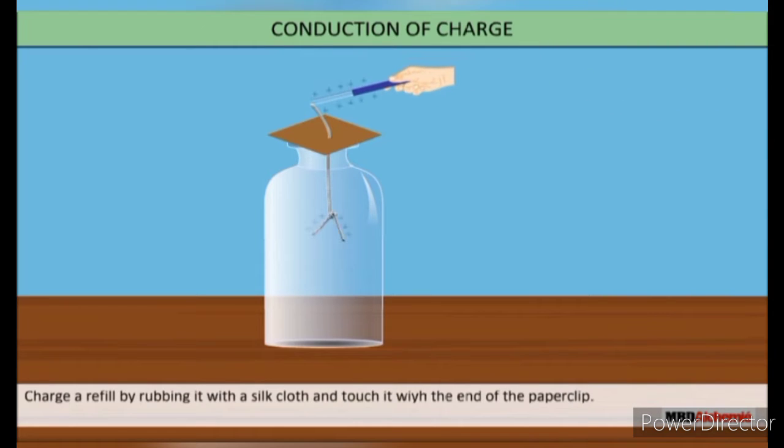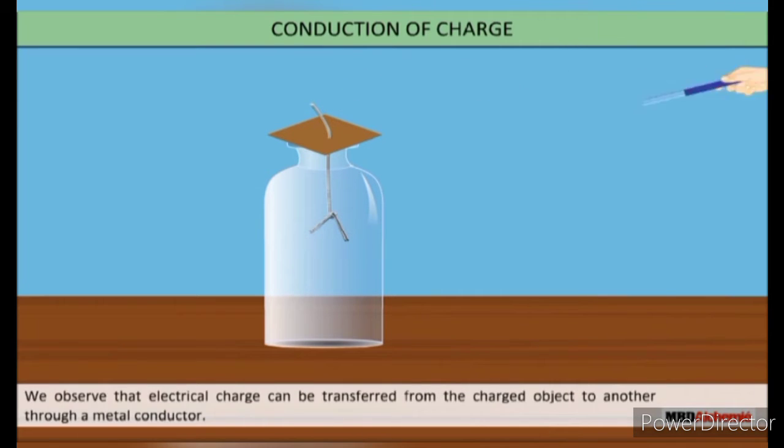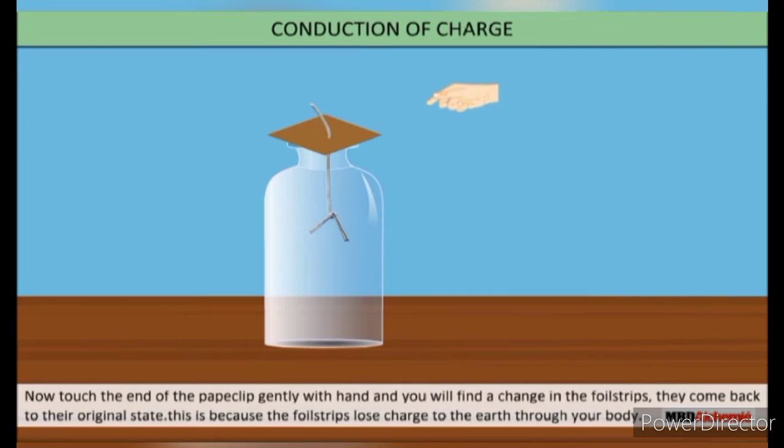Charge a refill by rubbing it with silk cloth and touch it with the end of the paper clip. We observe that electrical charge can be transferred from the charged object to another through a metal conductor. Now, touch the end of the paper clip gently with your hand and you will find a change in the foil strips. They come back to their original state.